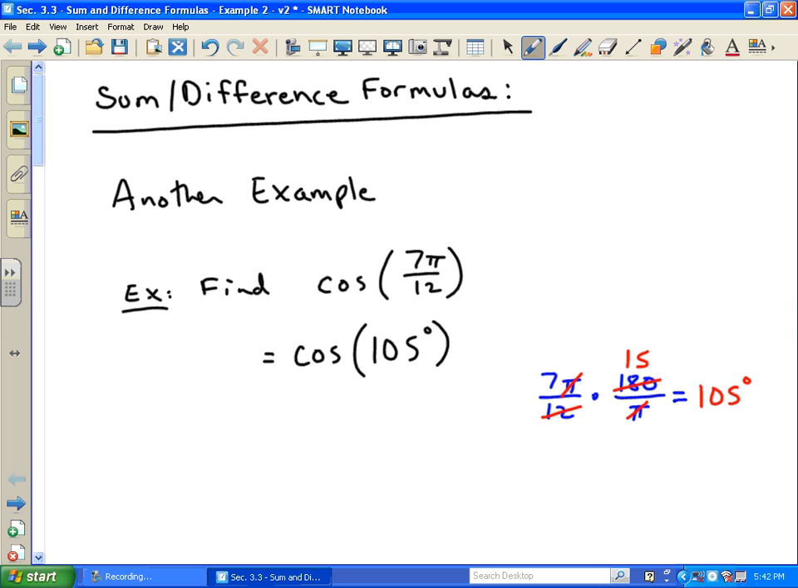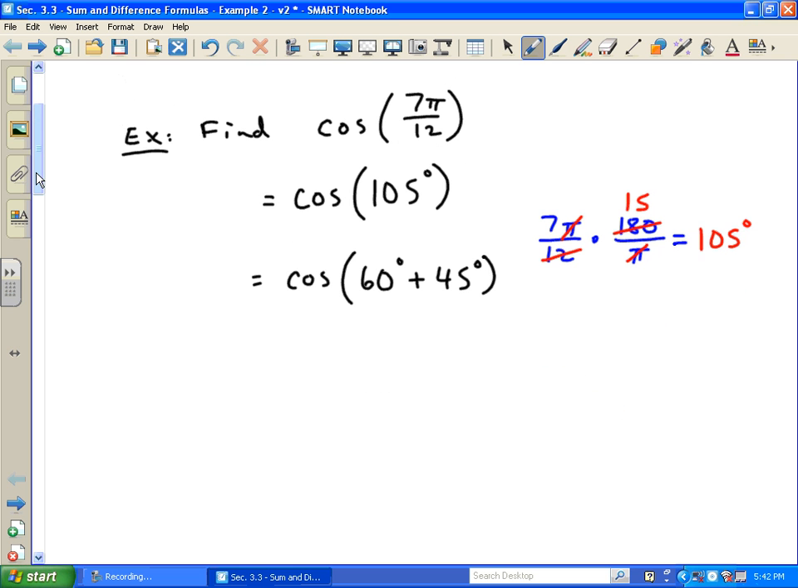Now, the next thing I'd like to do is take 105 degrees and rewrite it either as a sum or a difference of things that I do know. One way to do this is I could rewrite this as the cosine of 60 degrees plus 45 degrees. If I add 60 and 45, I get 105. 60 and 45 are both angle measures that I know something about.